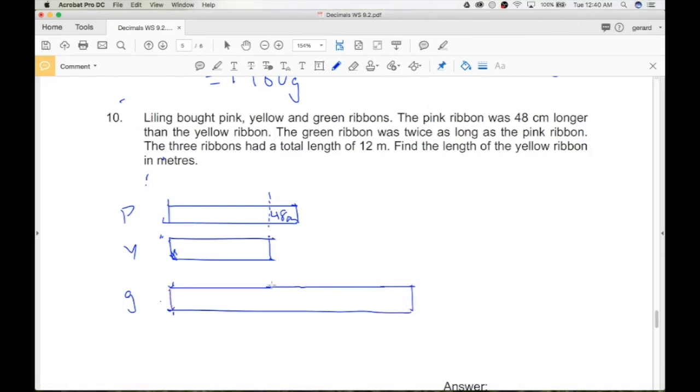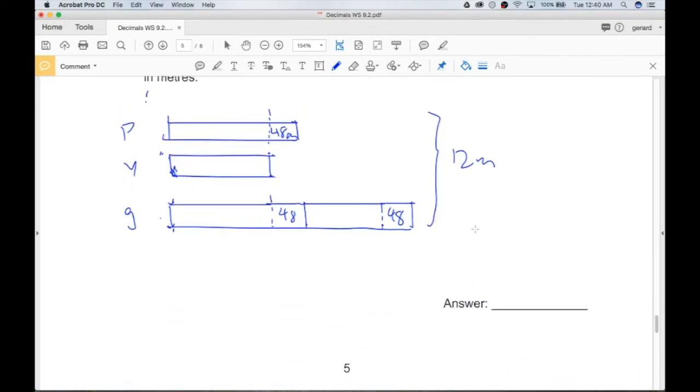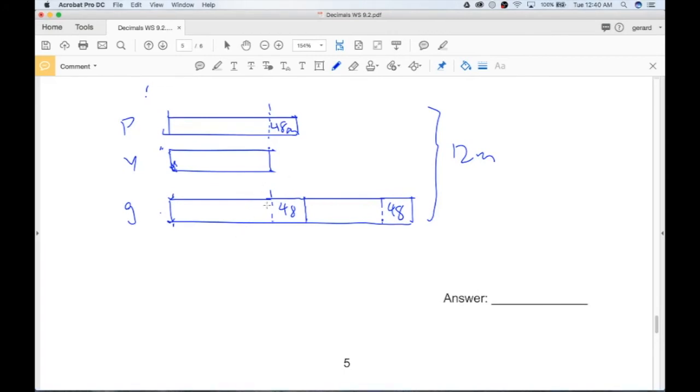Okay, because it's 2 of the pink, so 48. The hand here, 48. Okay, so we can see that this whole thing is actually 12 meters. So what we're doing here is we're going to be finding out what is 1 unit.